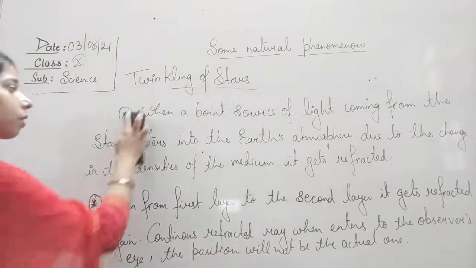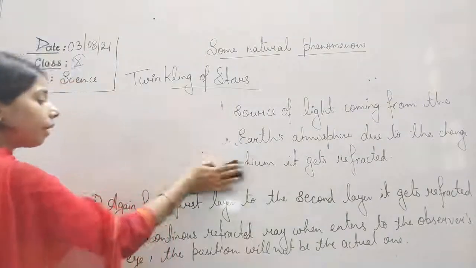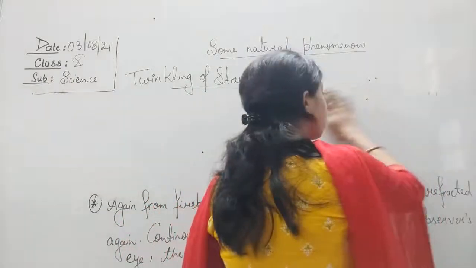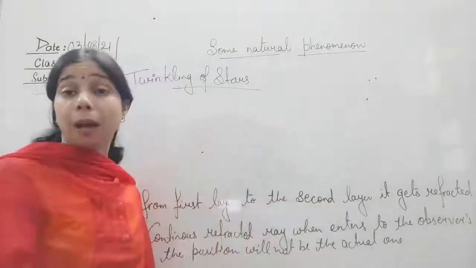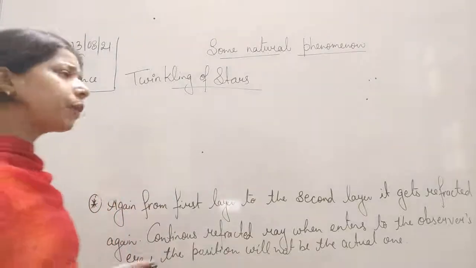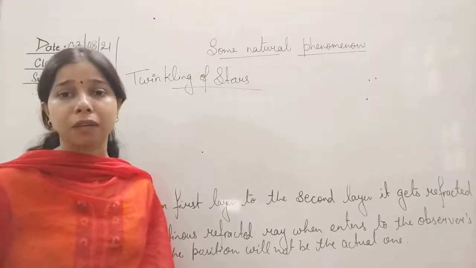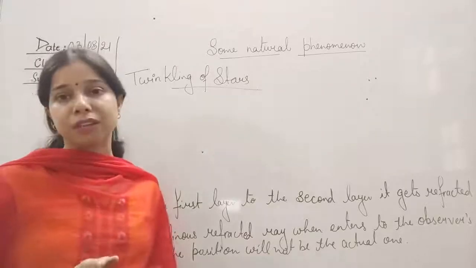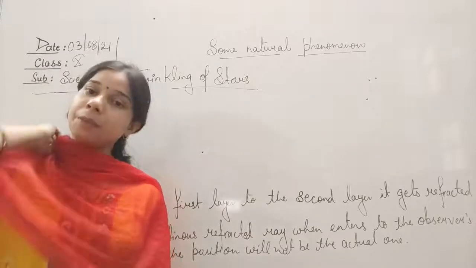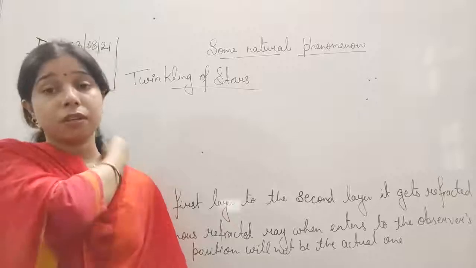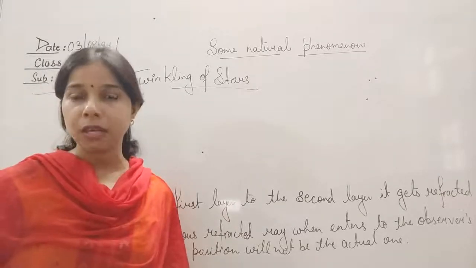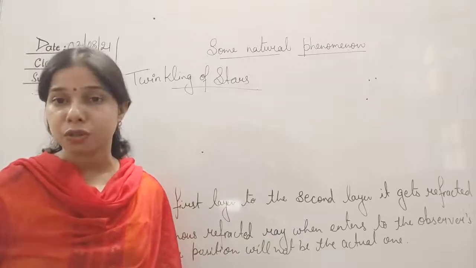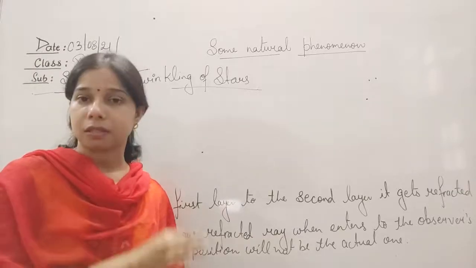Now, why do the stars twinkle? This is why we are not able to see the actual position; we are looking at the apparent position of the stars. This happens with many celestial bodies which are very far away from the Earth's surface. So the reason is the same, students. Due to continuous refraction, we are not able to see the actual position of that celestial body. Since we are seeing stars here, we will see only the apparent position of the stars.